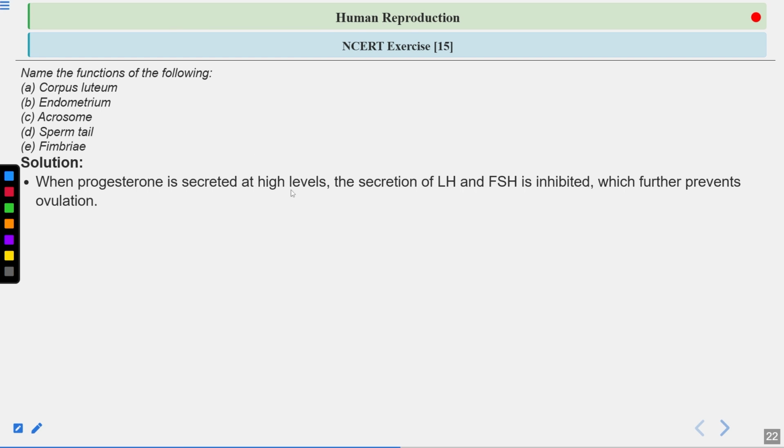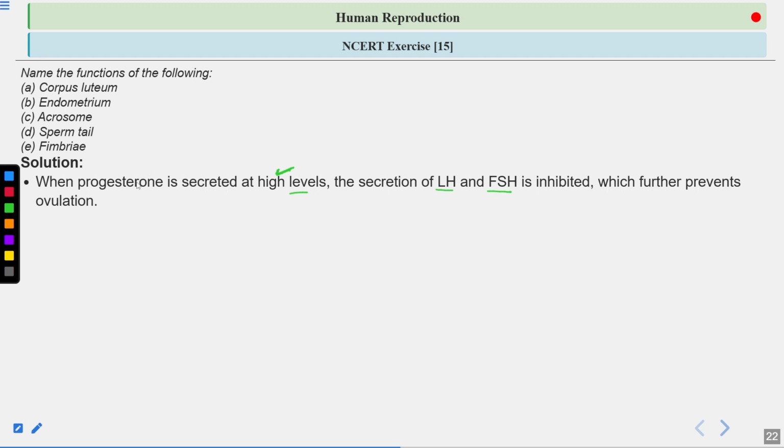Okay. When the progesterone is at high levels, then what happens? First of all, it will maintain the endometrium thickening, and it also inhibits the secretion of LH and FSH. Clear? So in the luteal phase, you must have seen the level of LH and FSH is less. This is because of the high level of progesterone.